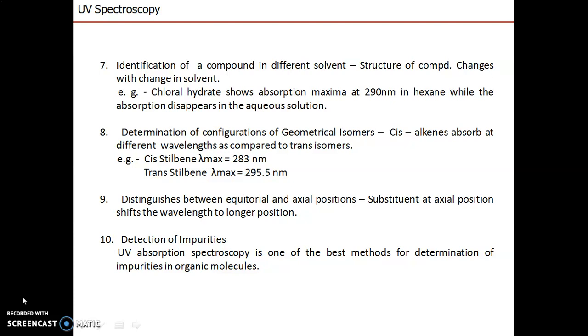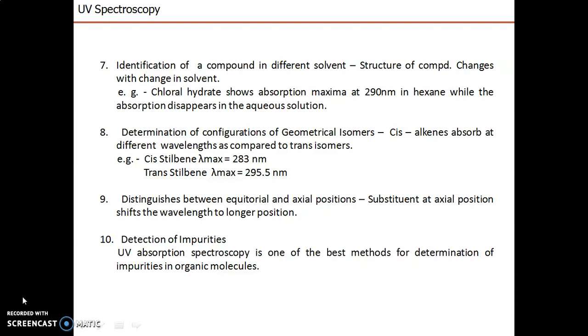Then we can distinguish cis and trans types of compounds. Determination of the configuration of geometrical isomers is also possible by UV. An example is cis-stilbene and trans-stilbene. Cis-stilbene shows absorption at 283 nanometer, while trans-stilbene shows absorption at 295 nanometer. This means the trans type of compound shows absorption towards the longer wavelength as compared to the cis type of compound. Then we can distinguish axial and equatorial positions by UV. A substituent at the axial position shifts the wavelength towards the longer position.